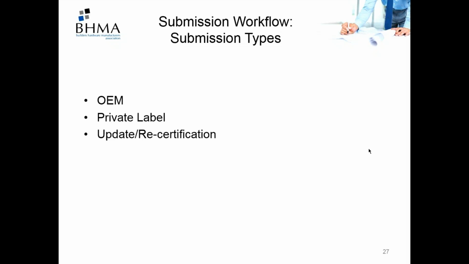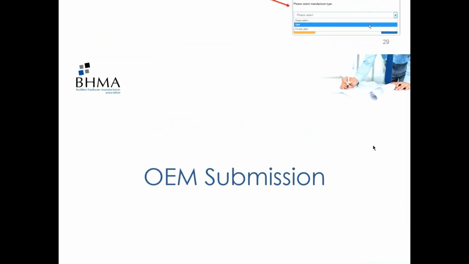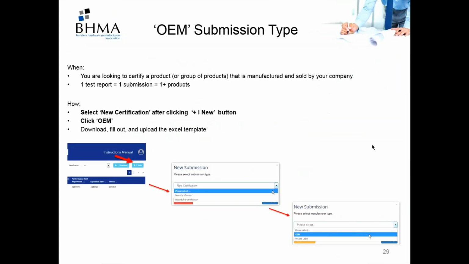Okay, so I'm going to start with an OEM submission. In the context of this, we're saying an OEM is the manufacturer who is actually doing the manufacture of the product. They are not a private labeler or multi-lister or whatever other terminology you might be using for somebody who is just buying a product and rebranding it under their name. So for an OEM, the situation is that you're trying to certify a product or group of products that you manufacture and sell. In the early stages of this release of the system, this is going to encompass the process of just getting your products into the database, but once the database is loaded up with everyone's currently certified products in the future, you'll be using this type of submission when you're adding a new product to be certified.